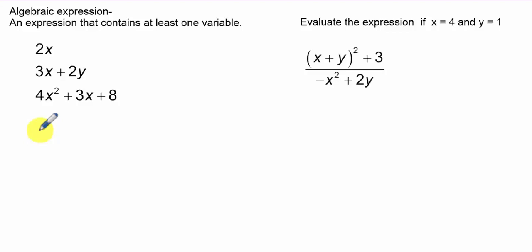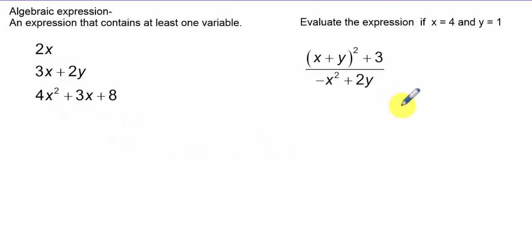So when we talk about algebraic expressions, we define an algebraic expression as any term or expression that contains at least one variable. So 2x we have here, 3x plus 2, 4x squared plus 3x plus 8. These all have at least one variable in them, some more than each other, and others have degrees and exponents, and so on and so forth.